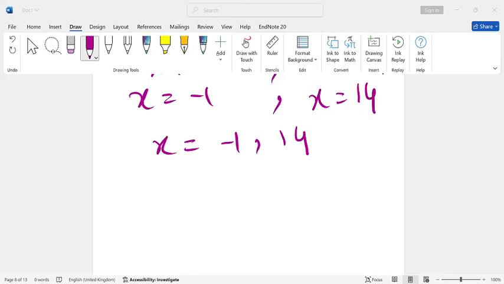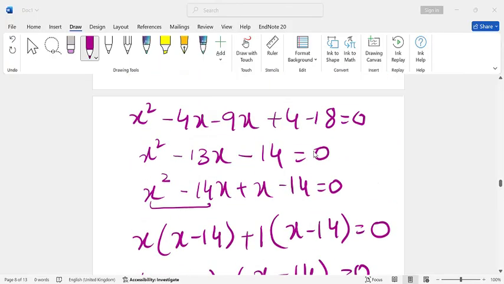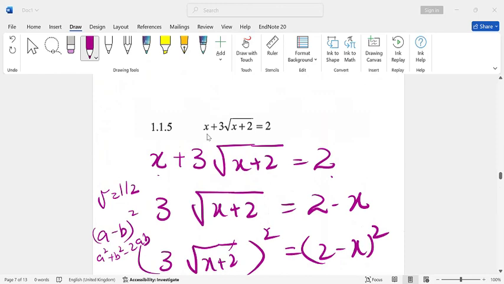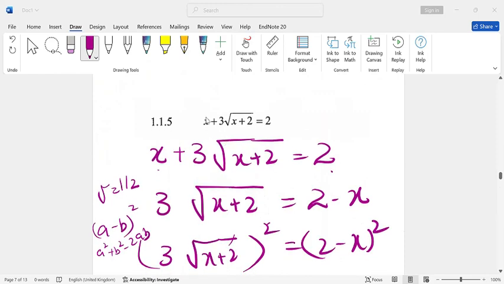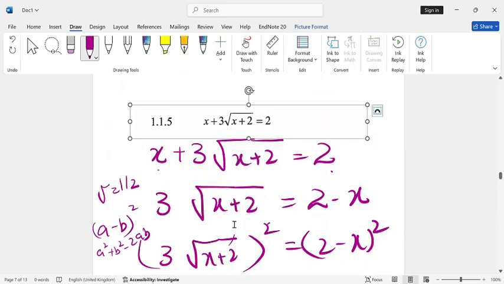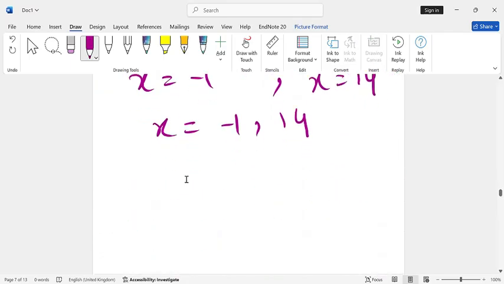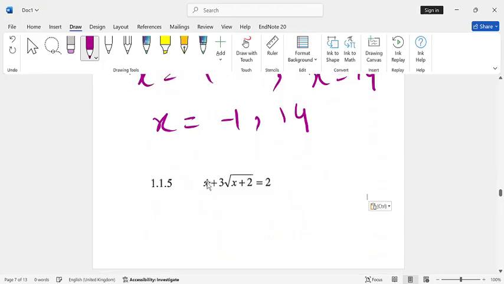Now we have to check that our answer is correct for x equals -1 or x equals 14. Now we have to put the value of 14 in this equation. The equation we have is x plus 3, okay? So I just copy this equation and we have to put the values over there, all right? I am just putting my values of x in this equation to check whether the answer -1 is correct for us or 14.